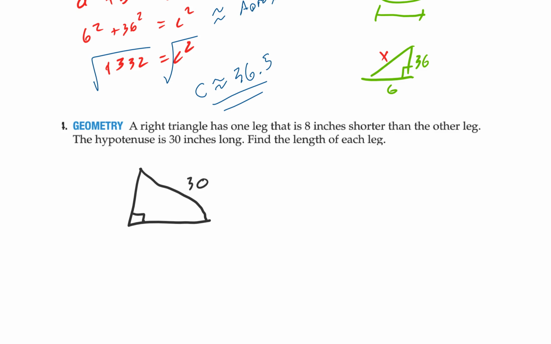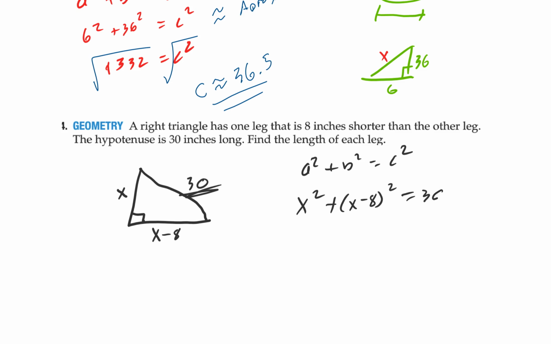So this is a trick to that. Let one leg be x. The other one is 8 inches shorter, so the other one is x minus 8. I gotta solve this, so we're gonna use our formula: A squared plus B squared equals C squared. Remember, this is my C, the hypotenuse. So I'm gonna sub these guys in. X squared plus (x minus 8) squared equals 30 squared.